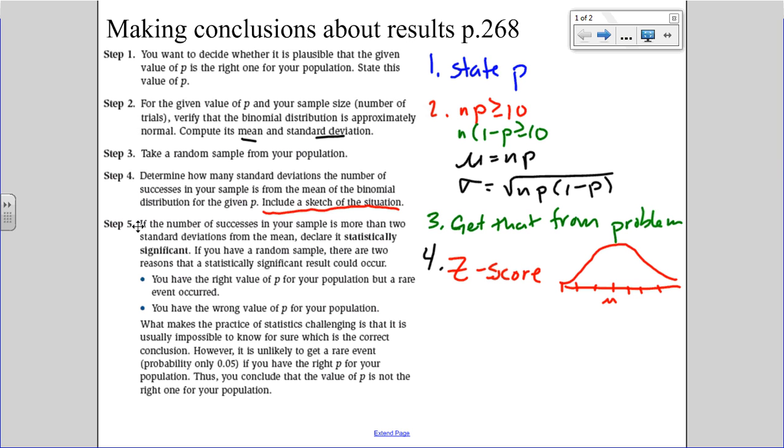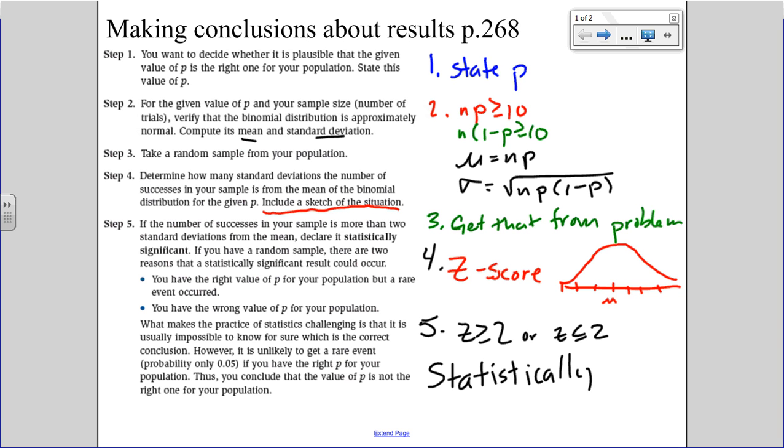Step 5 is where we get into the nitty-gritty here. If the number of successes in your sample is more than 2 standard deviations away, it's declared statistically significant. So that's the big new thing today. If your z is greater than or equal to 2, or the z is less than or equal to negative 2, we say it's statistically significant. Something weird has happened. We're really far away from the mean.